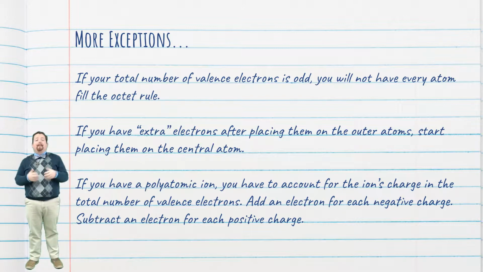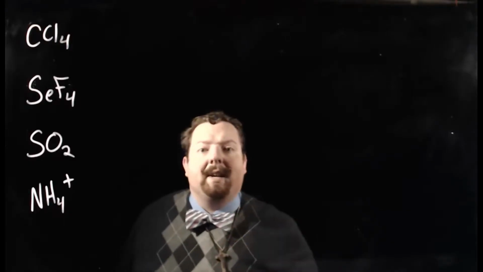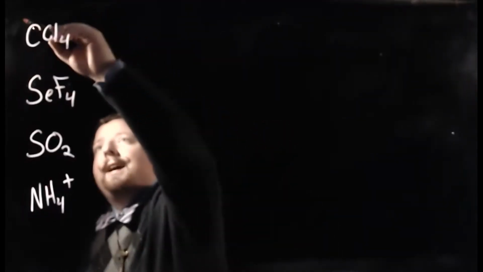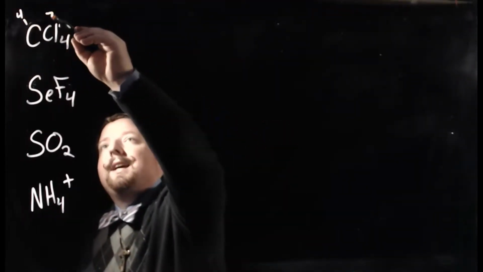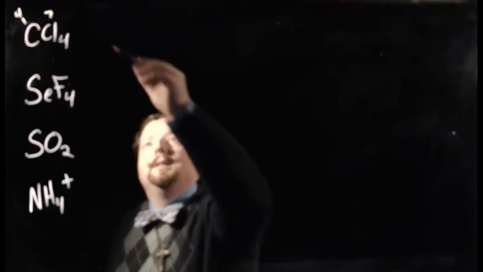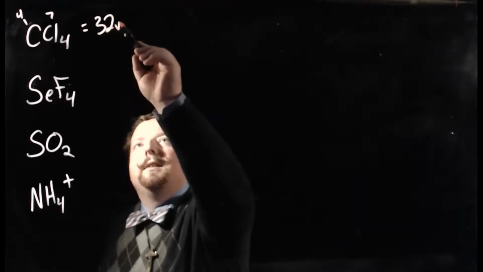So let's do a few examples of Lewis structures. All right, I've got 4 examples here to do. We'll start off with carbon tetrachloride. Figure out how many total valence electrons you have. So carbon has 4, chlorine has 7, but you've got 4 chlorines. So 4 plus 28 is 32 valence electrons.